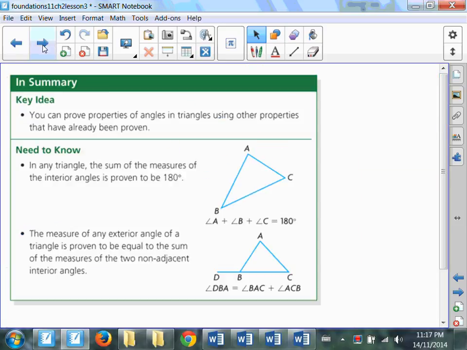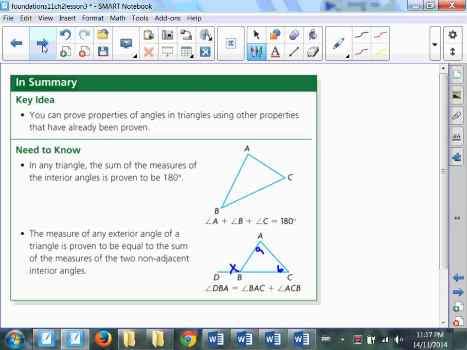So, here are some key ideas. You can prove properties of angles and triangles using other properties that have already been shown. We know that the angles in a triangle add up to 180, and we know that an exterior angle is equal to the sum of the two non-adjacent interior angles.